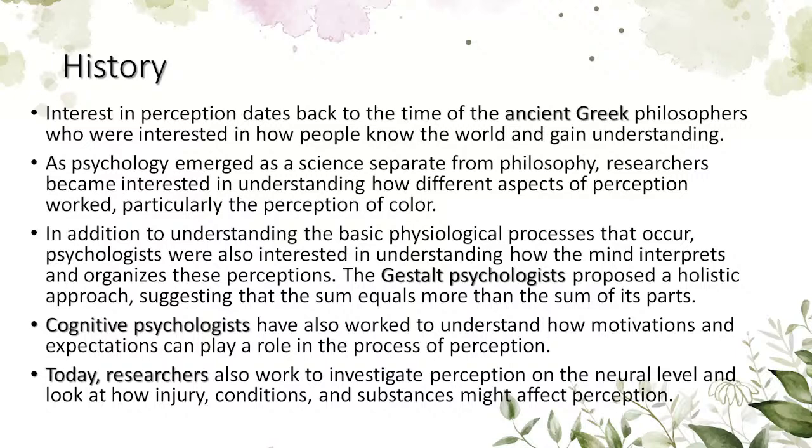In addition to understanding the basic psychological processes that occur, psychologists were also interested in understanding how the mind interprets and organizes these perceptions. The Gestalt psychologists proposed a holistic approach, suggesting that the whole equals more than the sum of its parts. Cognitive psychologists have also worked to understand how motivations and expectations can play a role in the process of perception. Today, researchers also investigate perception on the neural level and look at how injury, conditions and substances might affect perception.